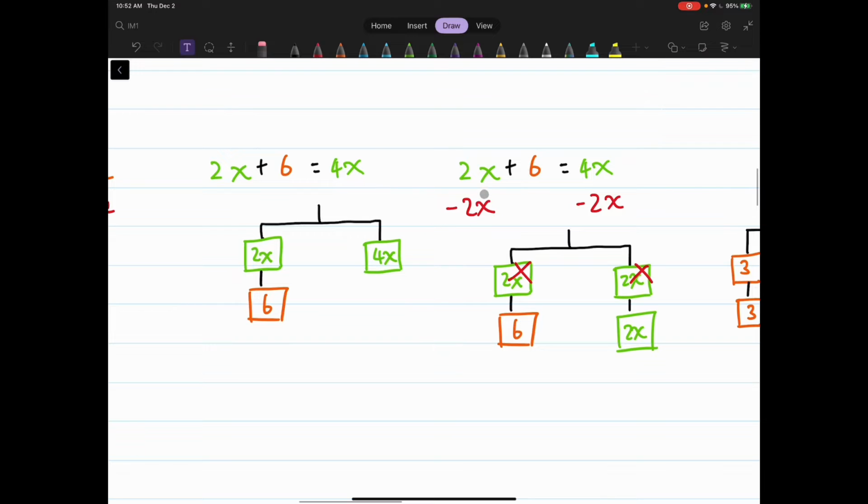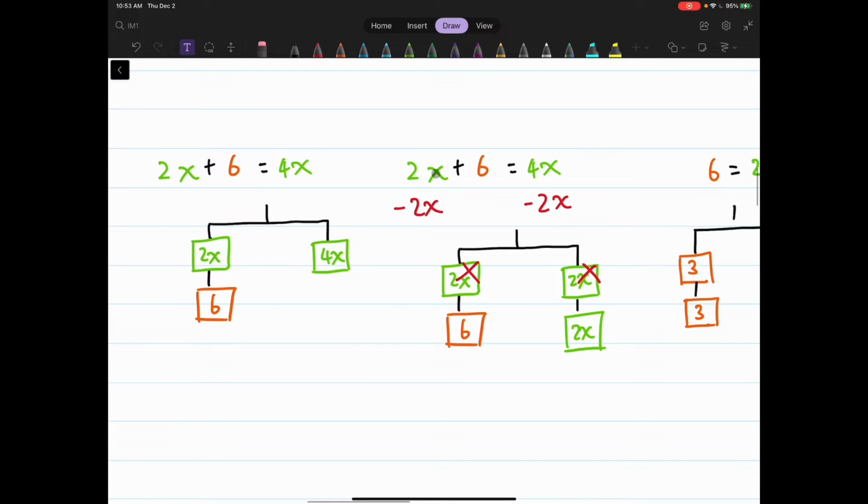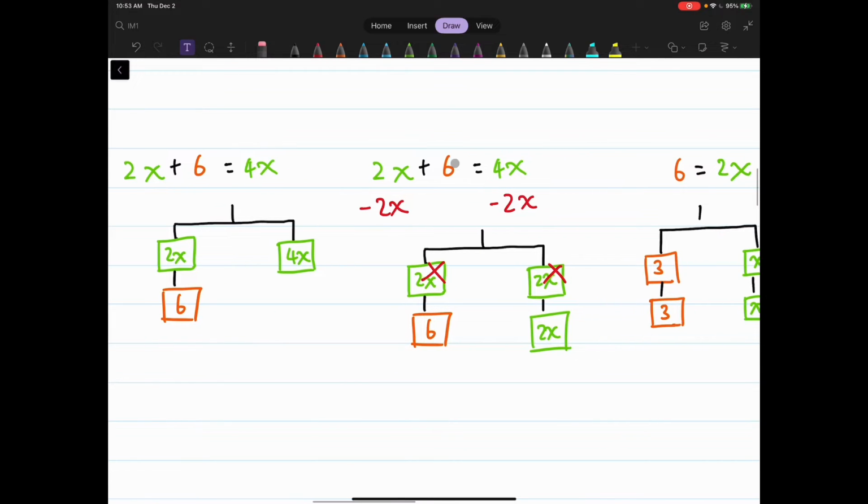How did I do that? So I subtracted 2x on both sides. I got rid of this 2x because I wanted all the variables on the right side and I wanted all the numbers on the left side. So 2x minus 2x, right? And so we got rid of that, and then 4x minus 2x, got rid of that.